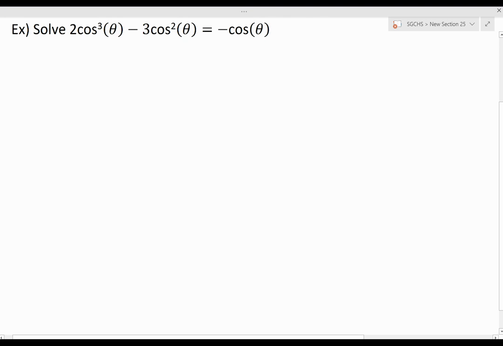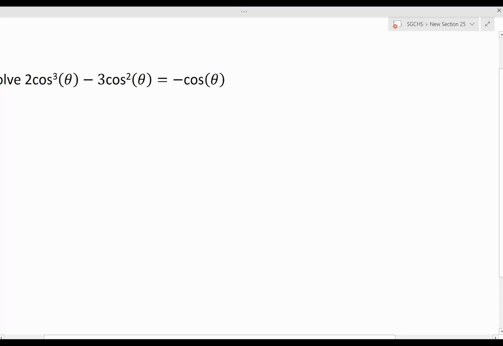So we're here to solve a little bit more complex looking problem. This problem is 2 cos cubed angle minus 3 cos squared angle equaling negative cos angle. Okay, so recognize that we can think about this as if it's 2x cubed minus 3x squared equaling negative x. And we know how to solve this. You bring everything to one side and you solve for the roots.